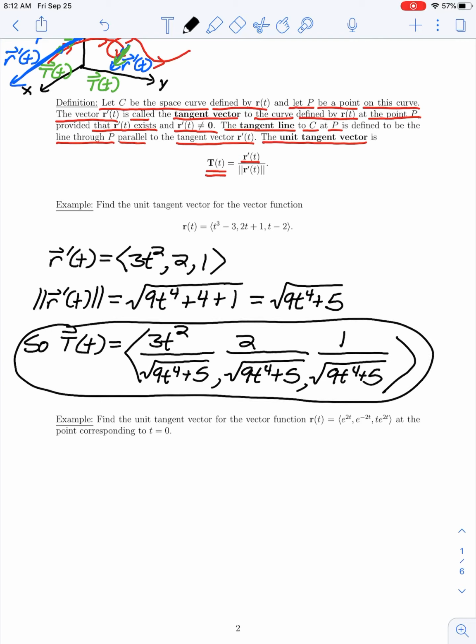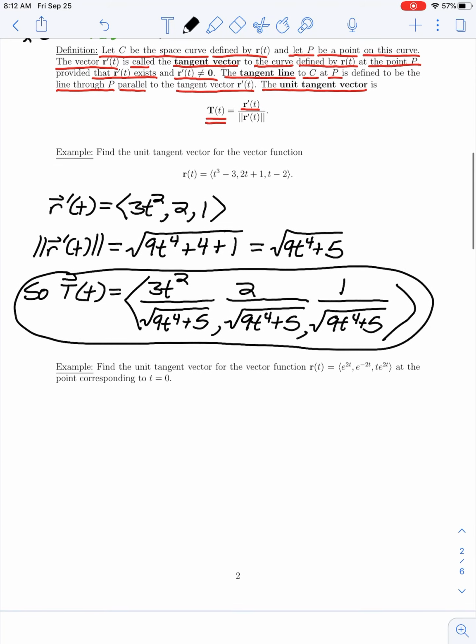So this capital T of t vector function represents a tangent to the space curve defined by r of t, which has length 1 at any point. So let's look at another example. In our next one, we are asked to find the unit tangent vector for the vector function r of t, given here, at the point corresponding to t equals 0.